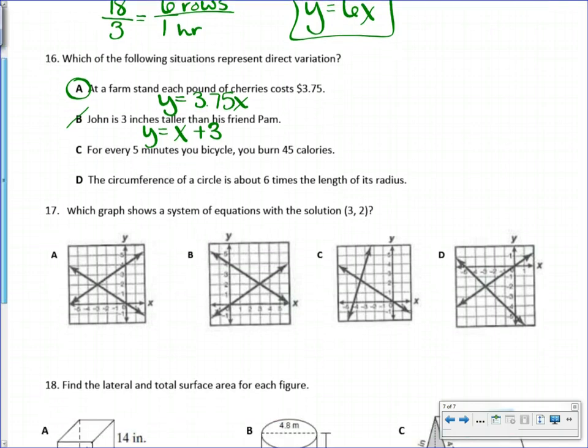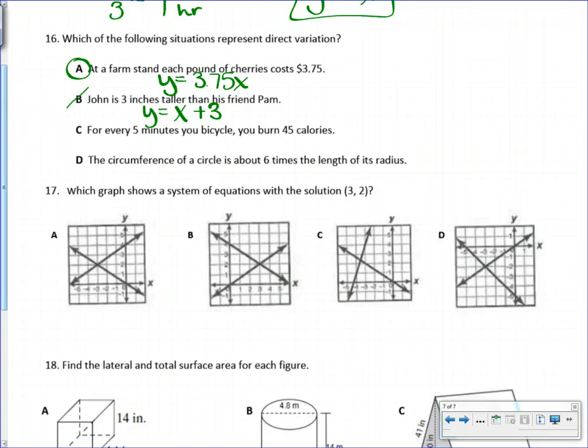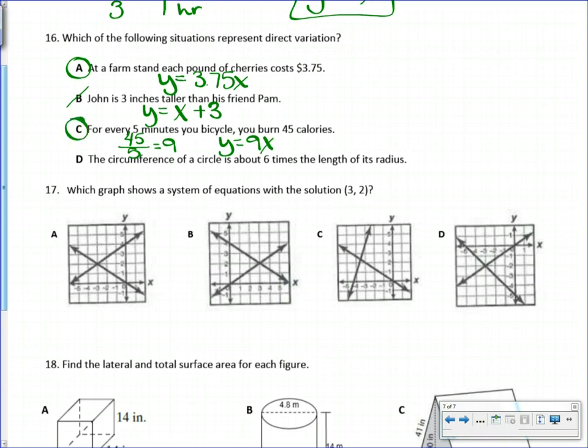Letter C. For every 5 minutes you bicycle, you burn 45 calories. So 45 divided by 5 is 9. Your equation is y equals 9x. Proportional, so it's direct variation.